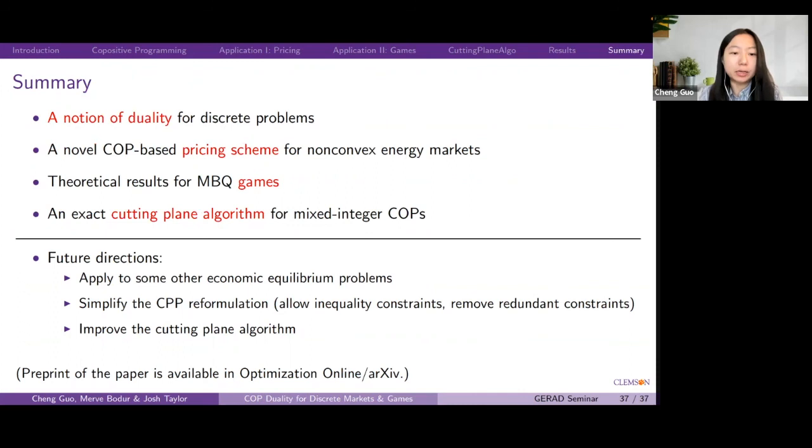And some of the future directions we want to try, or anyone from the audience is also welcome to try this, is that we want to apply this kind of reformulation relationship to other types of economic equilibrium problems, because many economic problems also have discrete decisions, which might be hard for them without this technique. And we also want to simplify the completely positive reformulation, because currently this reformulation is kind of rigid. It does not allow inequality constraints, and it also has a lot of constraints, so it makes the solution of it very hard. It would be nice if we can derive some simplified version of this reformulation. And finally, we also want to improve the cutting plane algorithm.